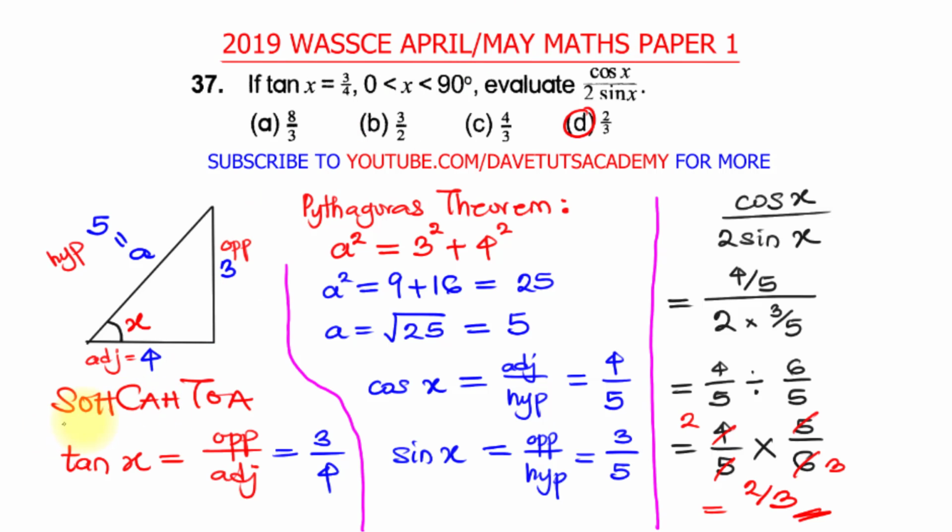We have made use of the trigonometry identity, SOHCAHTOA, and Pythagoras theorem to solve this question, and that is the proper way to go about it. All right.